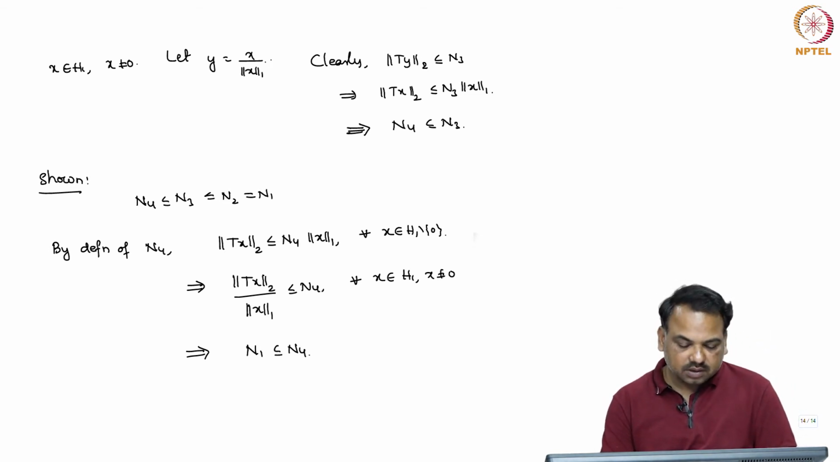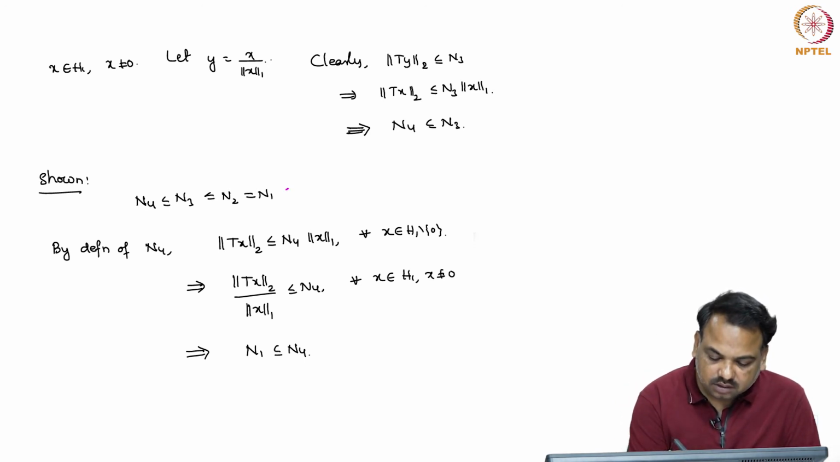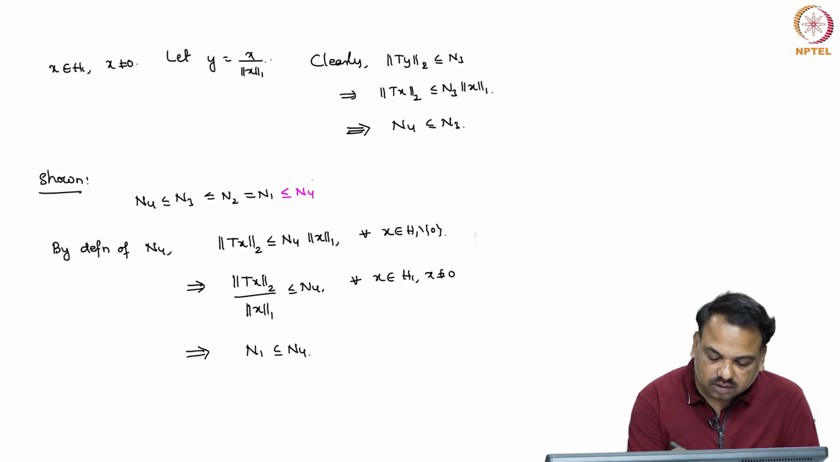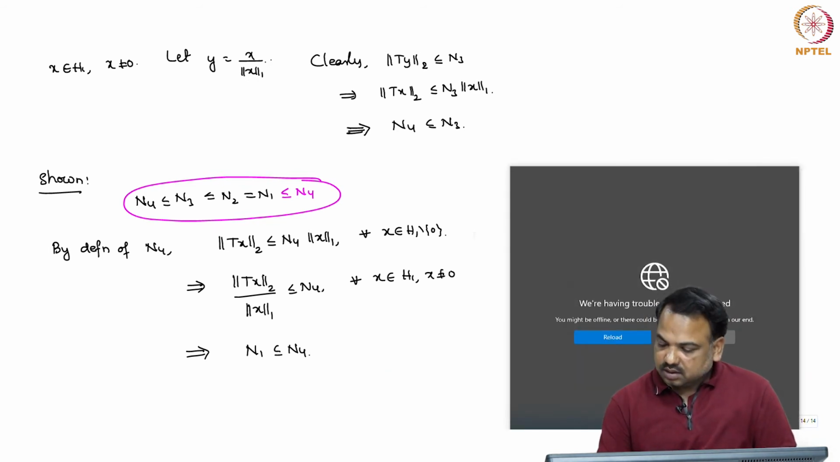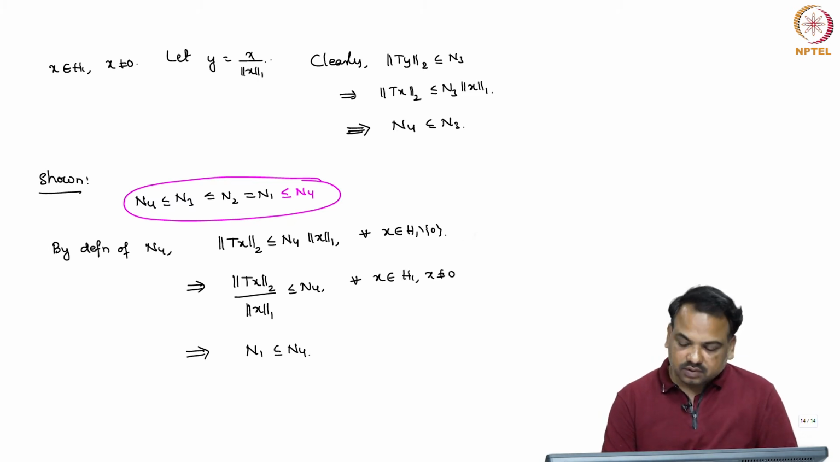So what we have shown is this quantity is less than or equal to N4. So hence all these quantities are the same. So we have shown that every quantity that we have defined earlier gives the norm of the operator.